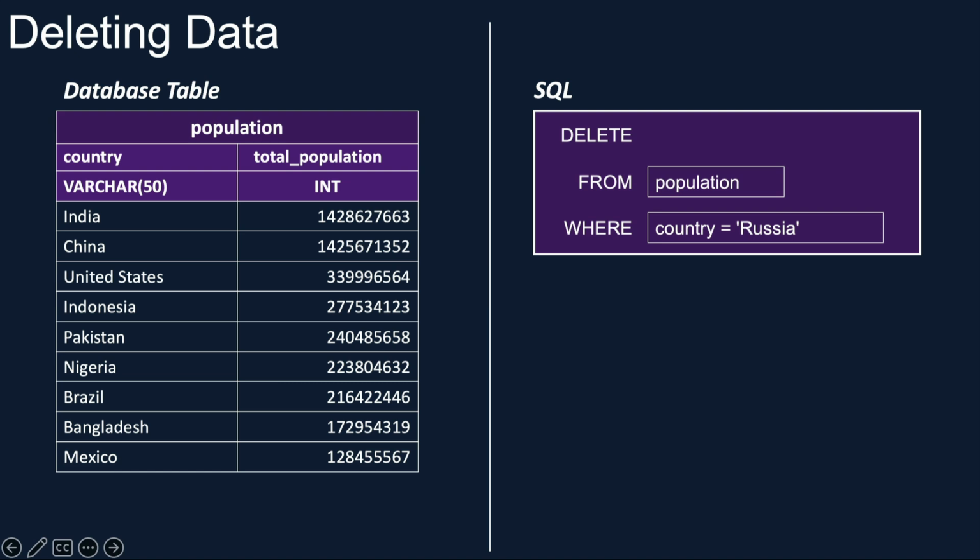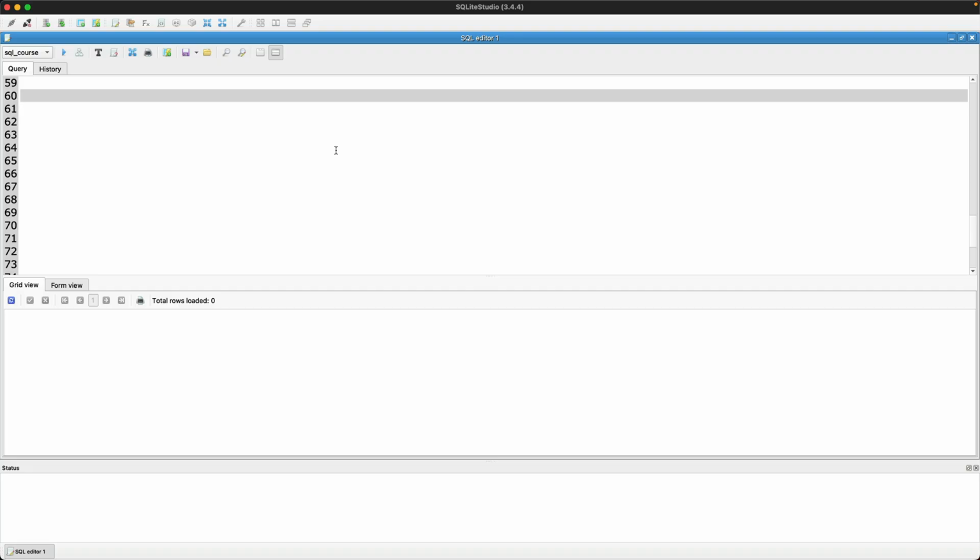I just want to reiterate that, as we said before, if we omit the where clause, every single record in the population table will be deleted. So please be mindful of that. Let's now switch over to the SQL Studio and I'll show you this in action. Here we are in the SQL Studio. Let me demonstrate deleting data from a table.